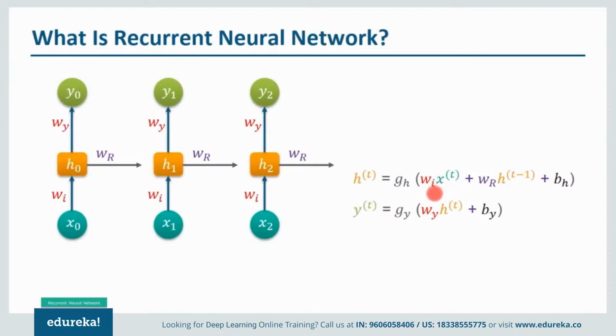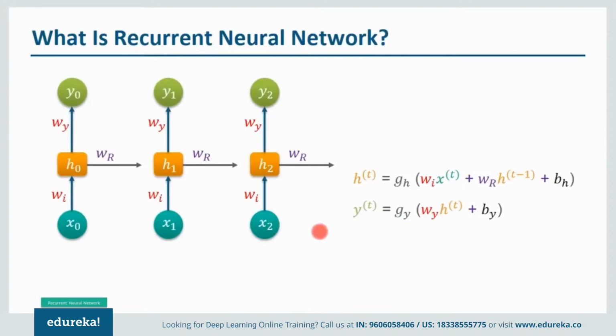So I'll multiply wi, that is the weight matrix, by the input x1, plus wr into h of 1 minus 1, which is 0. h of 0 we know, what we got from here. So wr into h of 0 plus the bias, pass it through a function g of h to get the output as h1. Now this h1 will be used to get y1. We'll multiply h1 with wi plus a bias and we'll pass it through a function g of y to get y1.